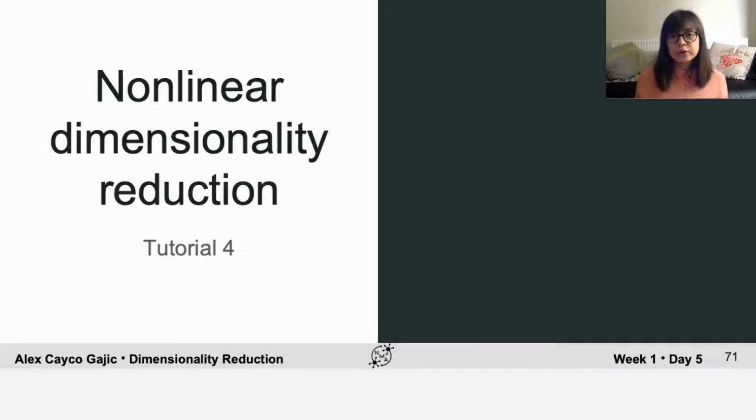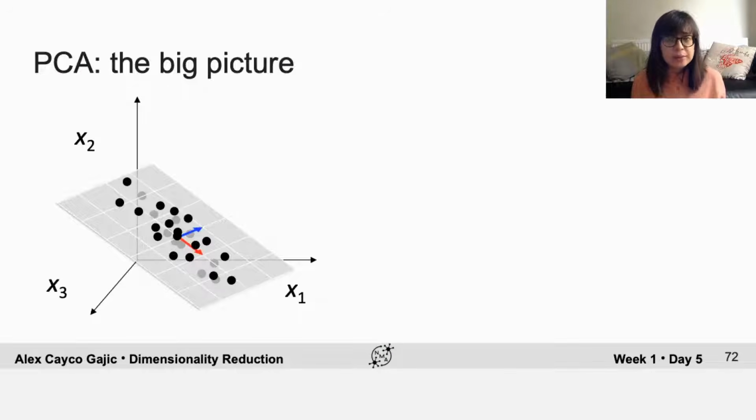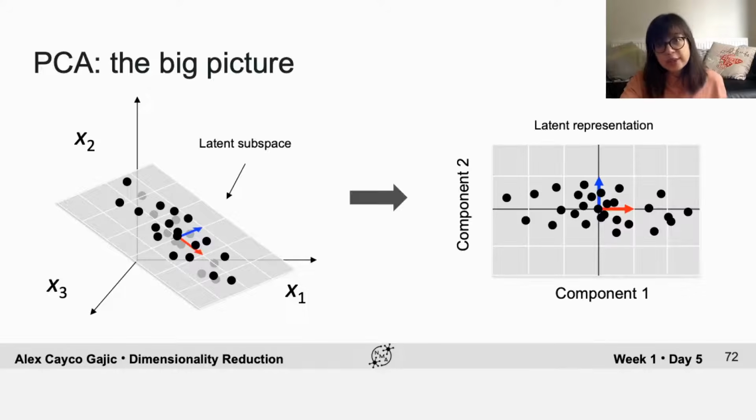In this final tutorial, you'll learn about some other dimensionality reduction techniques, including nonlinear methods. But first, let's have a recap of PCA and why it's so useful in so many applications. The big picture of PCA is that it finds a low-dimensional basis that describes most of the variability in your data. We often call the subspace that's generated by this basis the latent subspace. And after the transformation, we often call this the latent representation. Latent means hidden because these components are not directly observed in the data, but they're inferred from the structure.